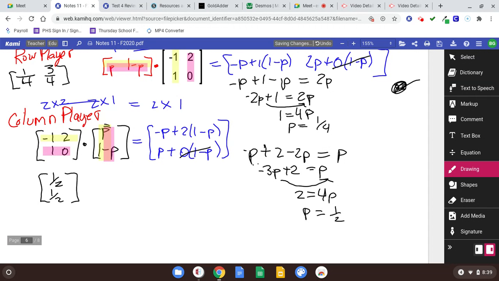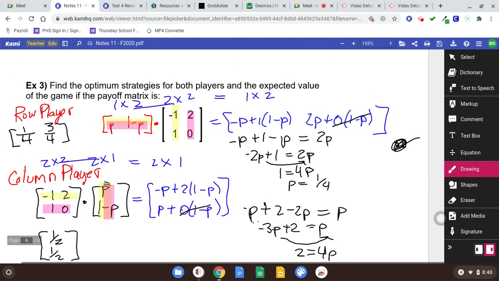P is 1/2, so 1 minus p would also be 1/2. You should be able to do that in your head because those two numbers always have to add up to 1. Okay? So now, the column player's optimum strategy is to play each choice half the time, right? The row player's optimum strategy was to play row 1 1/4 of the time and row 2 3/4 of the time. We have their optimum strategies.